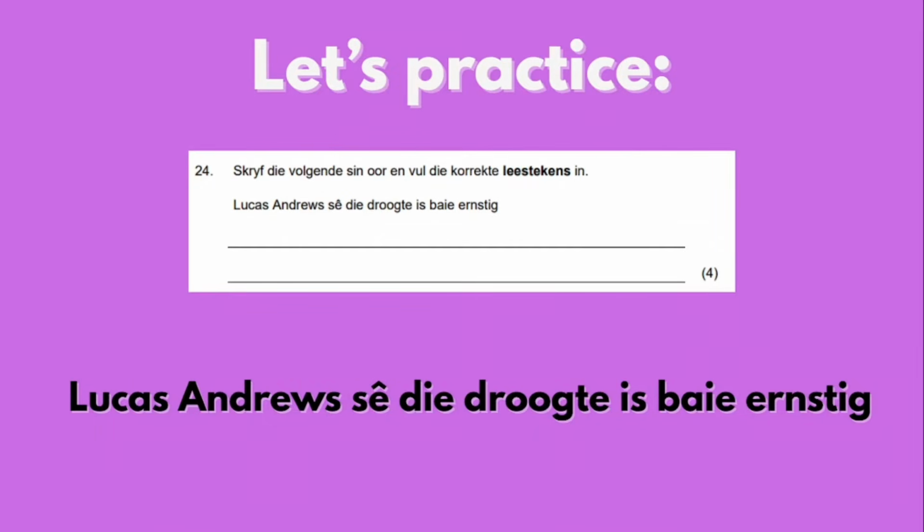Lucas Andrews sê die droogte is baie ernstig. There's a couple of things missing, but one thing to note is that as soon as you hear or see the word say in a sentence, especially if there's a subject in front of it, you need to question whether it's a direct and indirect type of situation. And in this case, it was. One thing I can tell you is that you need to read it over and over again to see if it sounds right the way you're saying it.